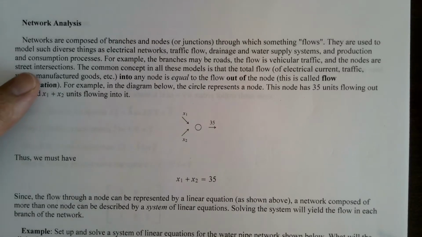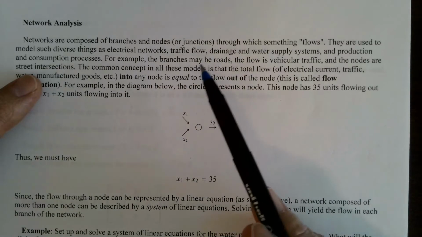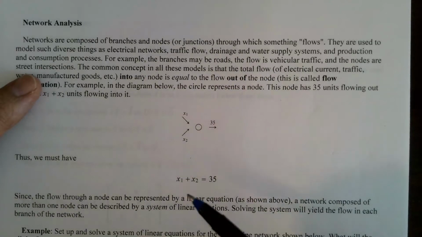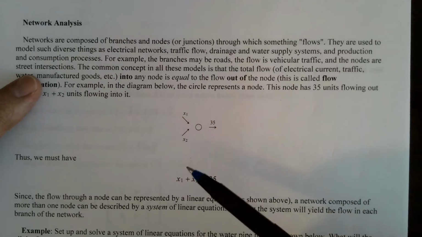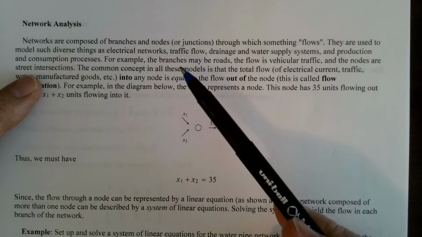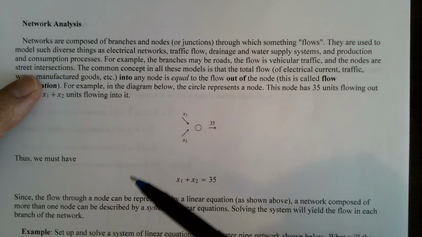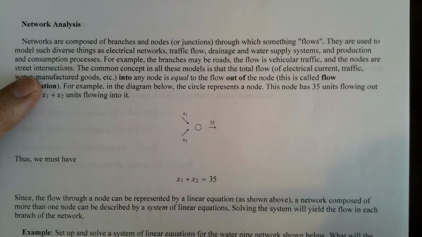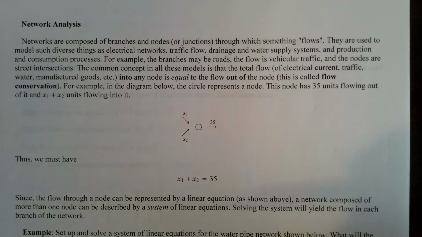We can be modeling, for instance, for traffic, the branches may be roads, and the flow would be the vehicular traffic there. The nodes would be like street intersections. Other models could be, the branches being the connection between different, say, shipping offices for a shipping company, and the nodes are where the packages get transferred to. So we're looking for the flow rate of packages through the network.